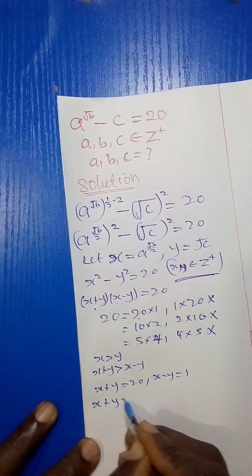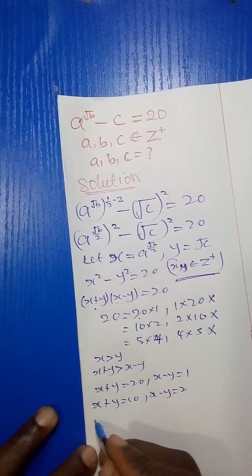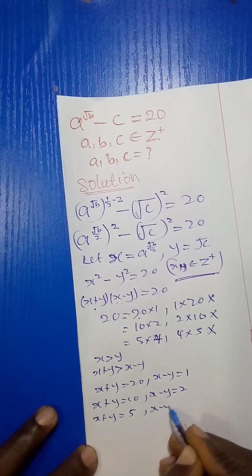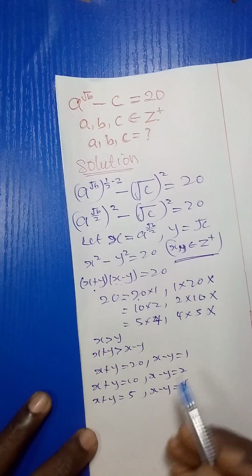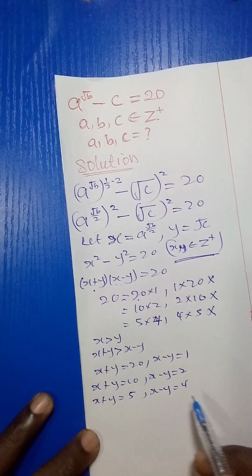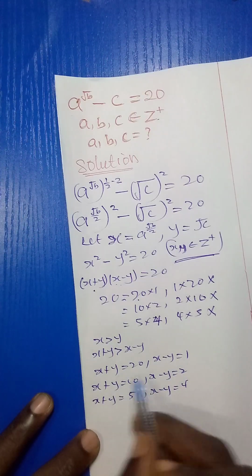Then x plus y is equal to 10 and x minus y is equal to 2. Also, x plus y is equal to 5, then x minus y is equal to 4. Now, we will solve this set of simultaneous equations to find the values of x and y. And to eliminate them, we'll have to add.